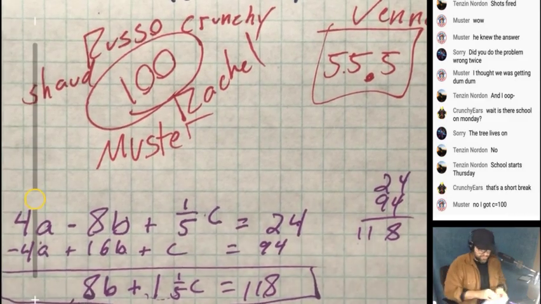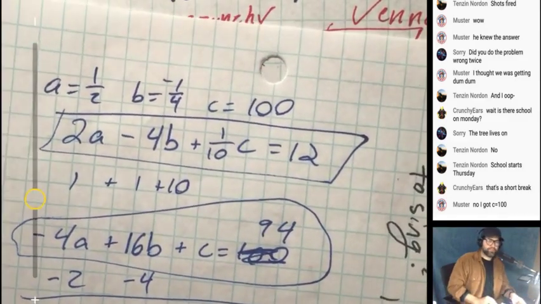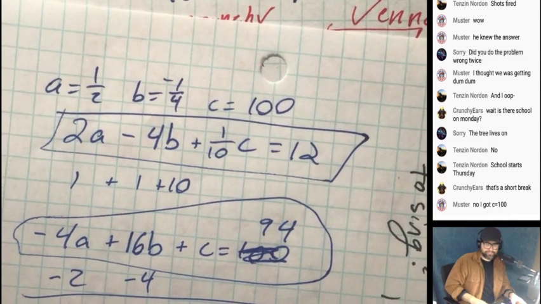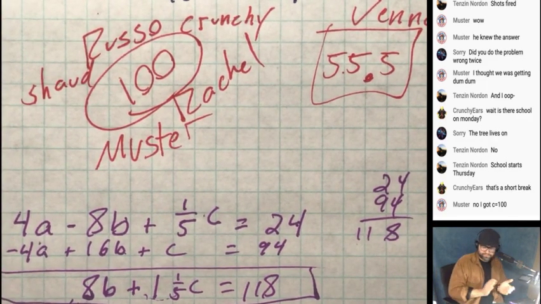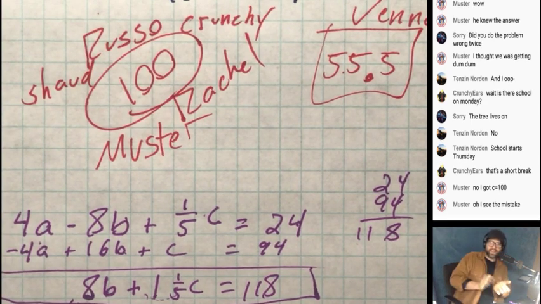C for being 100, my guy. And that's what I was doing when I was planning this problem. I had C being 100. So really good. Really, really good, guys. Non-sarcastic clapping.